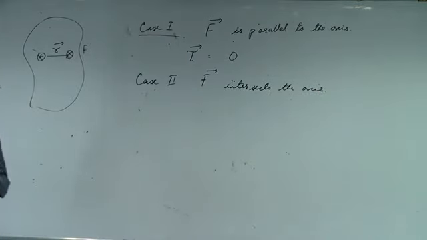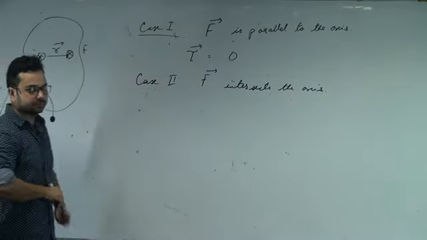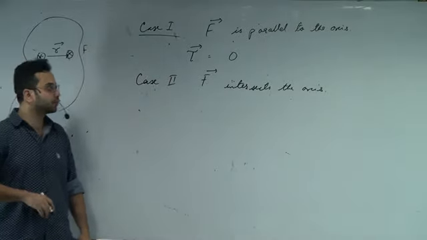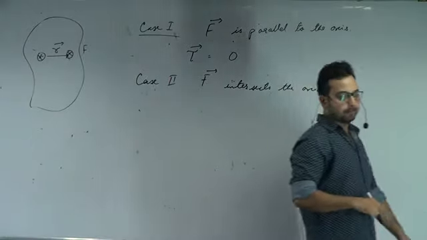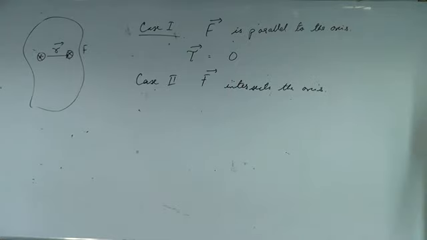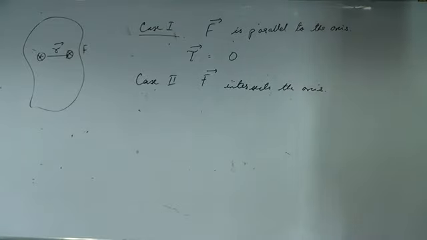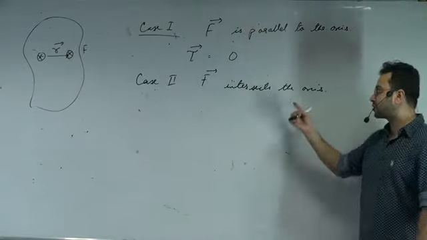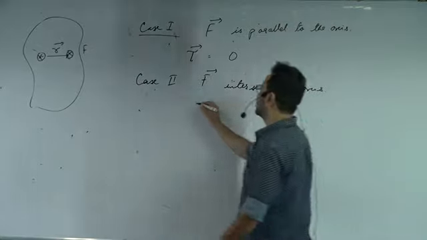Now the force intersects the axis. What do you think the torque would be? 0. Why? Exactly. If you apply force on the hinge of the door, do you expect it to rotate? It's not going to rotate. So if the force is passing through the axis of rotation, the torque would again be 0.